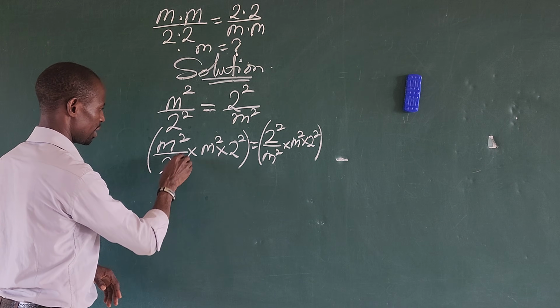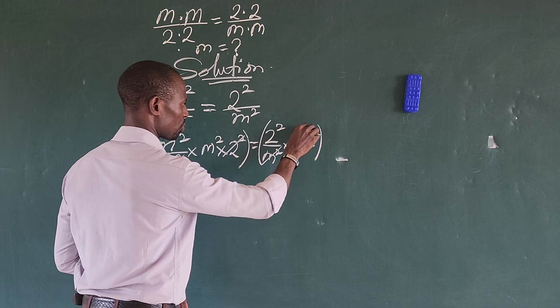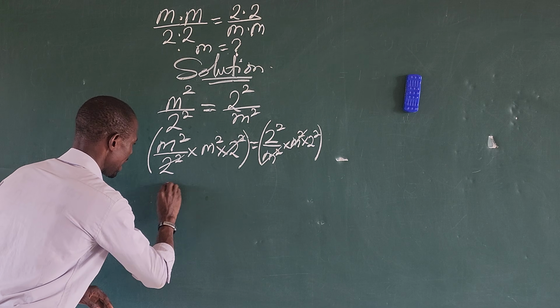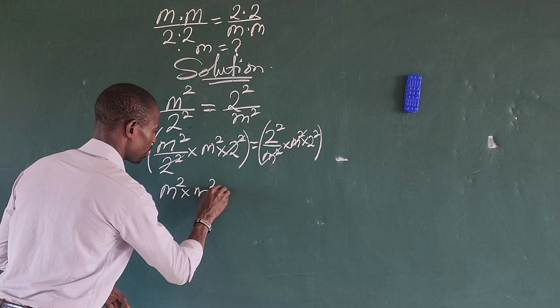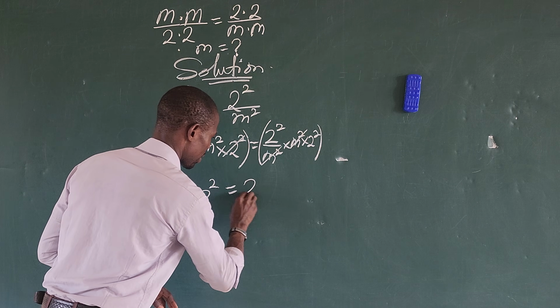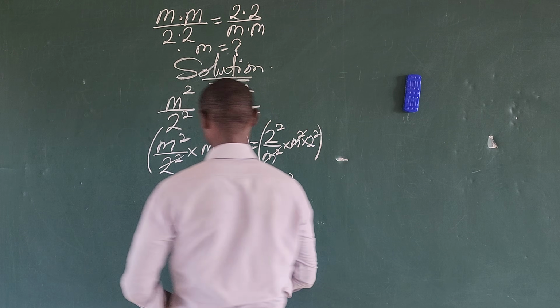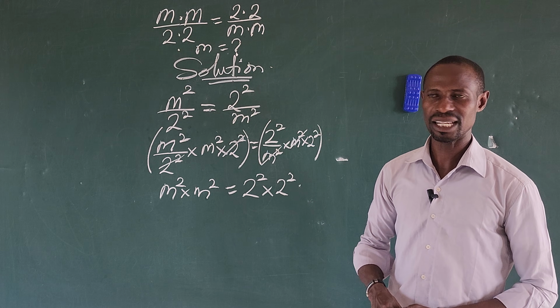Now, what do you observe? This will go with this, then our m to the power of 2 will go with m to the power of 2 here. So we are now left with m to the power of 2 times m to the power of 2, which is equal to 2 to the power of 2 times 2 to the power of 2. Easy.